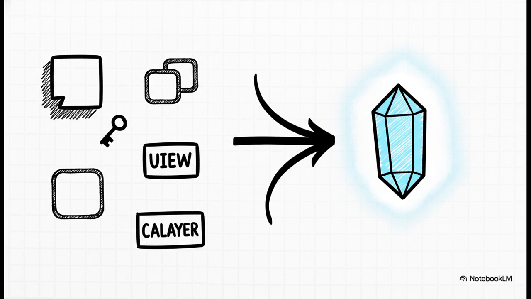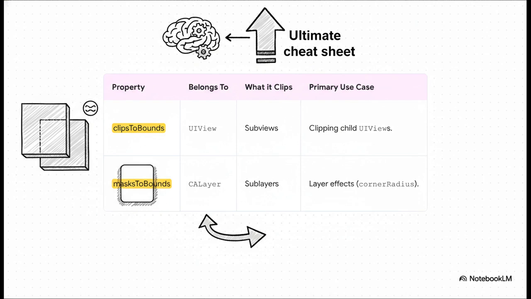So let's pull everything we've talked about together into a super simple cheat sheet you can reference later. So here you go. Think of this as your go-to guide. clipsToBounds, that's a UIView property. Its main job is clipping child UIViews. masksToBounds, that belongs to the CALayer, and it's what you need for layer effects, especially corner radius. And the most important thing to remember, setting clipsToBounds on the view automatically sets masksToBounds on the layer for you.